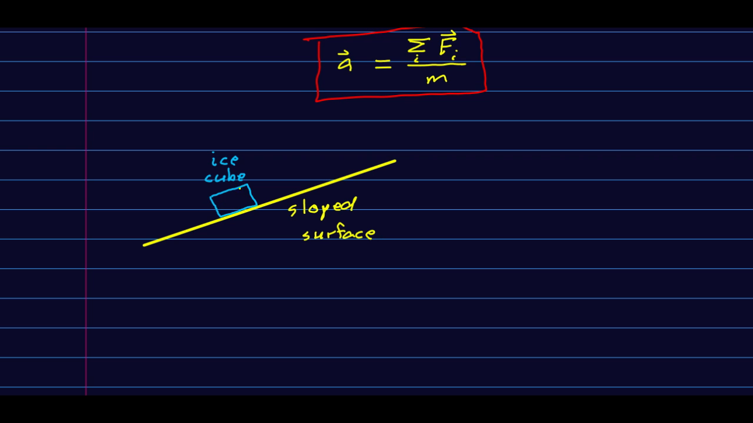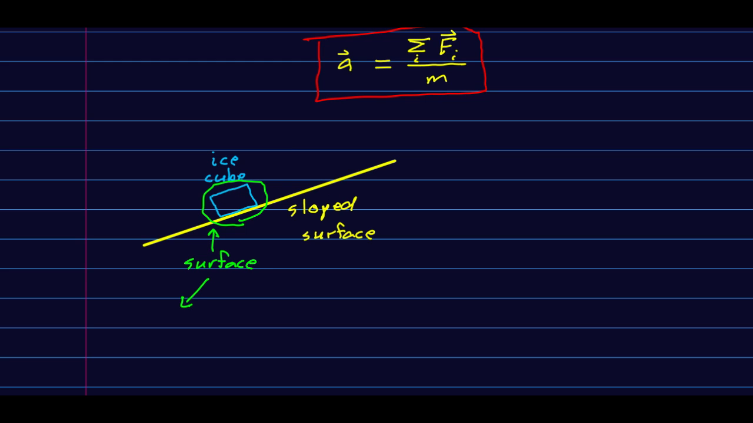So let's do a couple of examples. Here's an ice cube sliding down some sloped surface. And I've chosen an ice cube because as long as this surface is reasonably smooth, friction would be virtually negligible. And so what I would wind up with, if I do what we've been doing, is I would say, well, the only thing that exerts any forces on this ice cube is the surface. The only contact forces would be due to the surface.